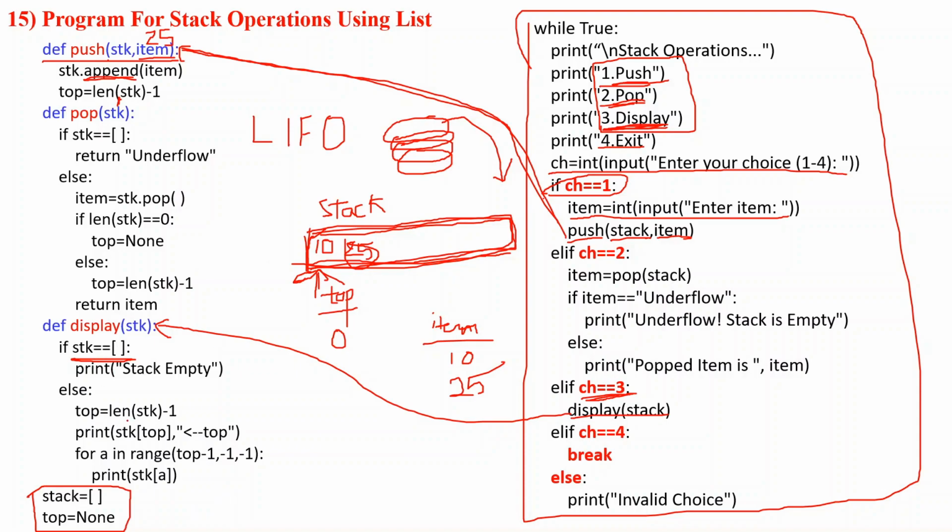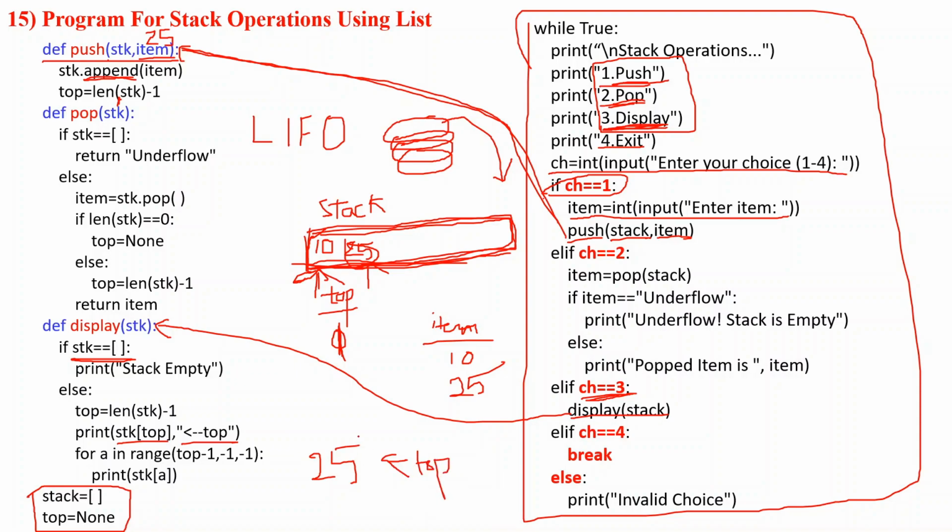That's why top equal to length of stack minus 1. Right now, top value how much will it become? Length of stack means 2. 2 minus 1 means top value will become 1. That means the present top is this one only, na? It is going to display initially 25. There is a special priority to top. It is going to display it, because it is top.